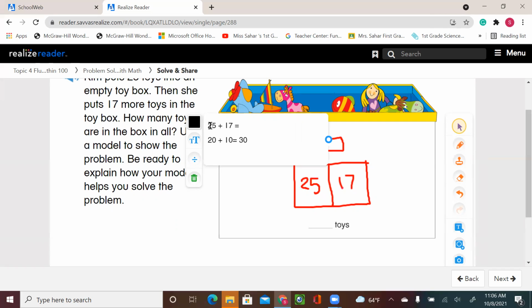Now I'm going to add all the ones. So I have 5 ones from the first addend, and I have 7 ones from the second addend. So that will be 12. Now I go down and I say 30 plus 12. Now it's easy for me to add, right? 42.